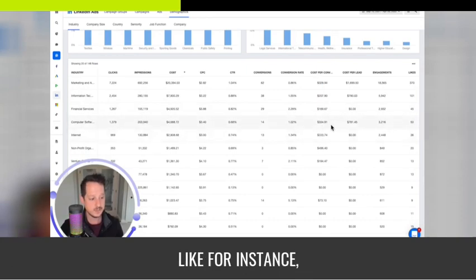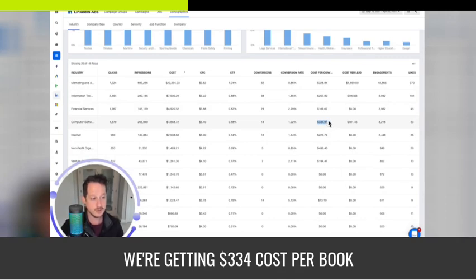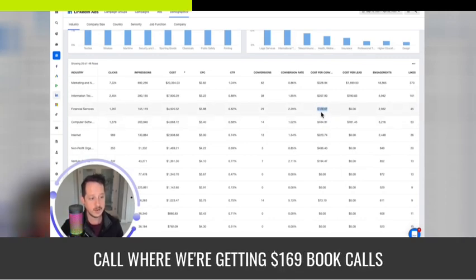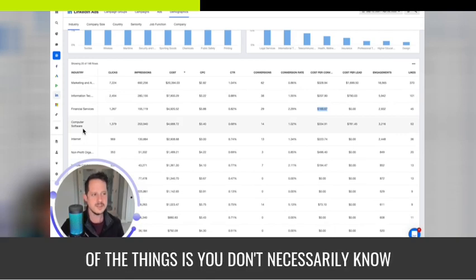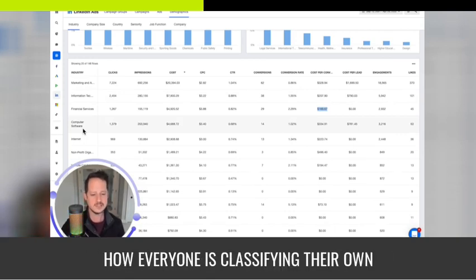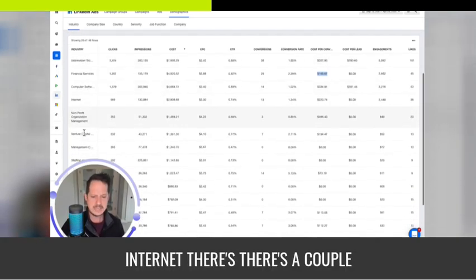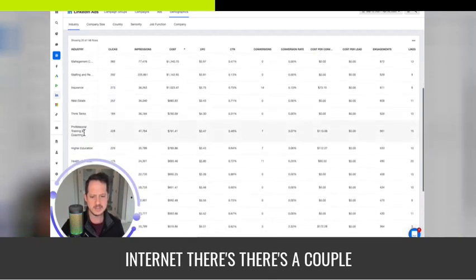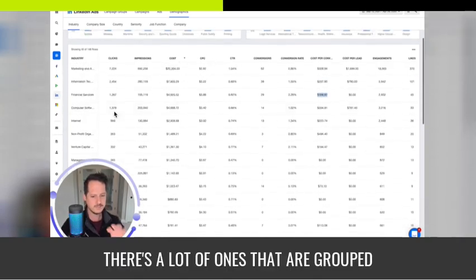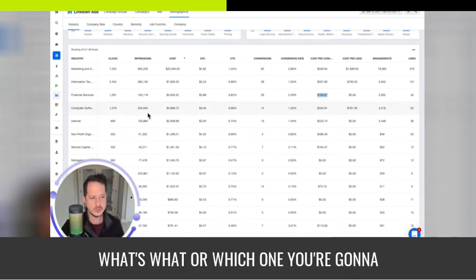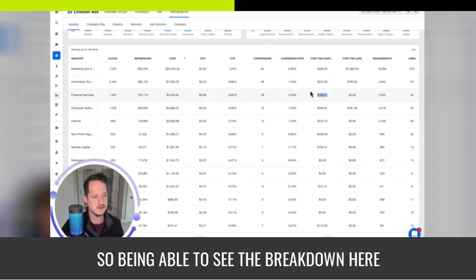But these other ones, like for instance computer software, we're getting $334 cost per booked call, where we're getting $169 booked calls for financial services. And this is interesting because you don't necessarily know how everyone is classifying their own company inside of LinkedIn. So you're not really sure if computer software, internet, there's a couple of very similarly classed information services. There's a lot of ones that are grouped together and you're not really sure what's what or which one you're going to have more traction with. So you end up selecting like 3 or 4 of them. So being able to see the breakdown here is pretty massive.